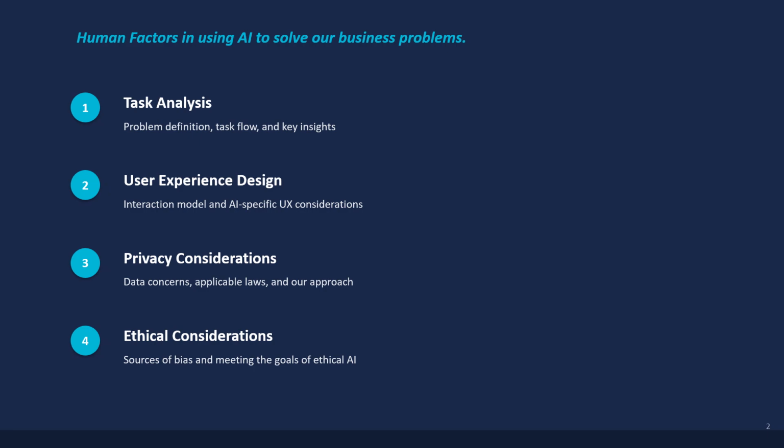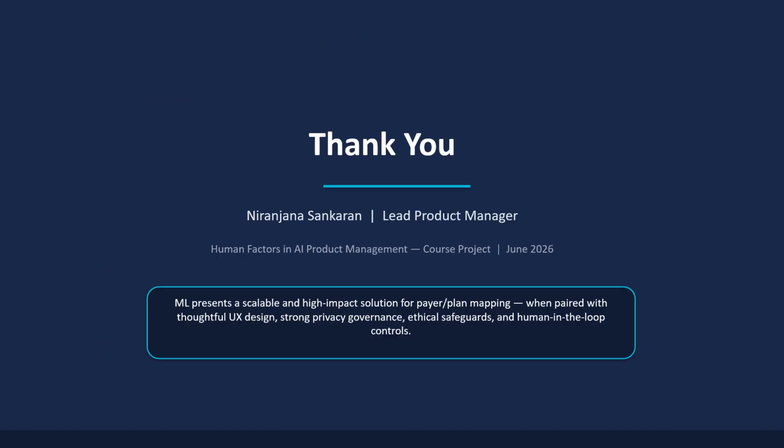We covered these four areas because building an ML product isn't just about the model. It's about understanding the problem, designing for trust, protecting the data, and ensuring fairness. That's what separates a prototype from a product. ML presents a scalable and high impact solution for payer plan mapping when paired with thoughtful UX design, strong privacy governance, ethical safeguards, and human in the loop controls.